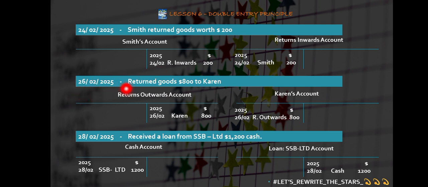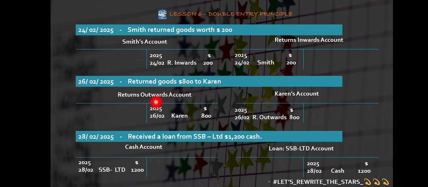On the 26th of February, next transaction, return goods 800 to Karen. Now we are returning the goods to Karen, meaning we went to purchase something from Karen, and maybe when we brought the things, there were problems with some of them. So we returned it back to her. That is Karen. So because we are returning back, we are going to record it in the returns outwards account.